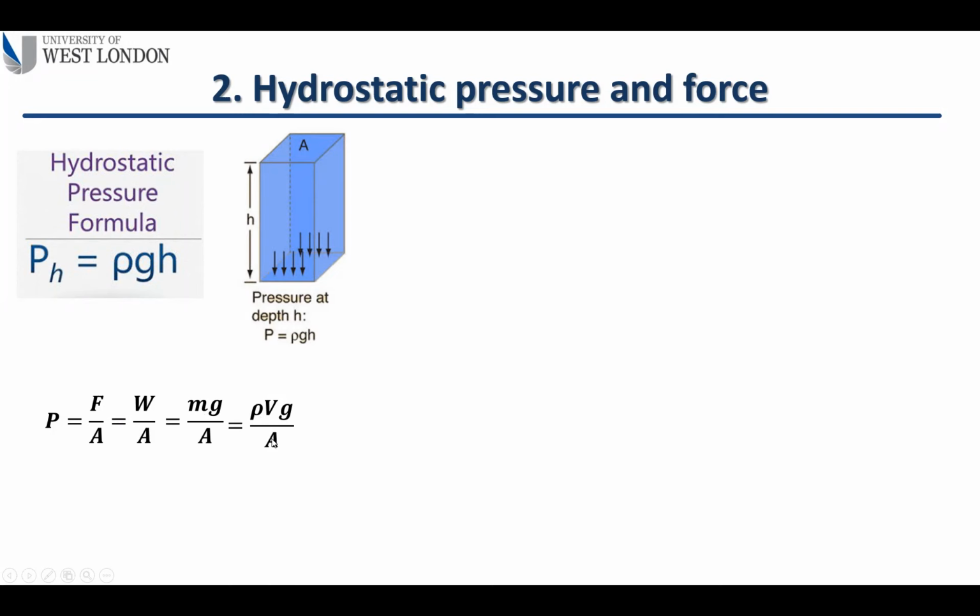Rho Vg divided by A, and V here can also be written as A times h, because the volume is equal to the area of the base times h, the height of the water body. And A from the numerator and denominator are cancelled out. What we have is P, the pressure, is equal to rho gh: density times gravity acceleration times h, the depth of the water.